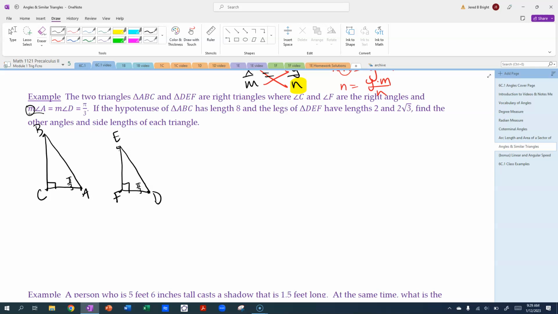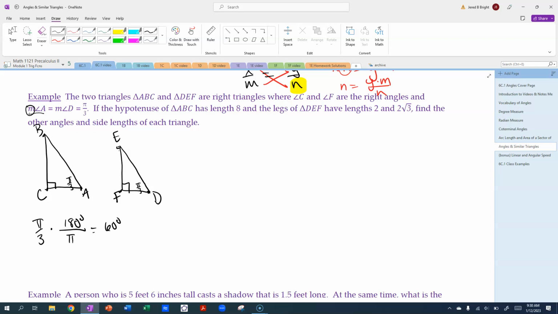Pi over 3. Now, before I go further, I sometimes have a hard time thinking in radians. So if I wanted to convert that into degrees, remember I just multiply by 180 over pi, and the pi's would cancel, this would reduce and give me 60 degrees. Okay, so it's 60 degrees. If you want to put that in there, that's fine.